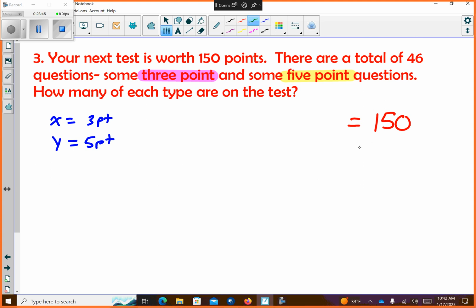46. Okay, so I'm going to have one of my equations equal to the 150. That's the point value. And I'm going to have one of my equations equal to 46 because that's the number of questions. So there's a mix match. Some of the problems are worth 3 points, some are worth 5 points. I don't know which are which, but this is what we have.